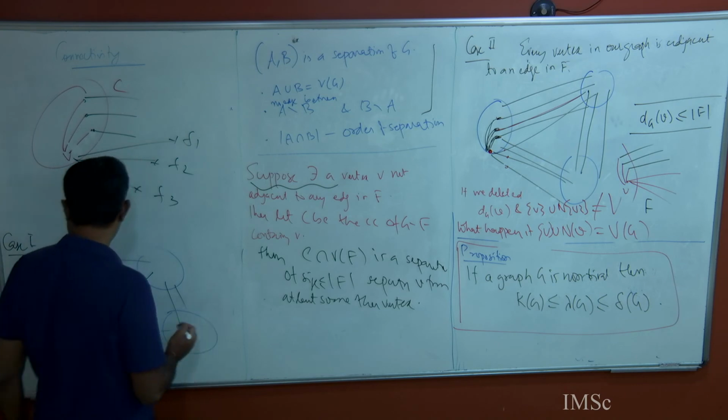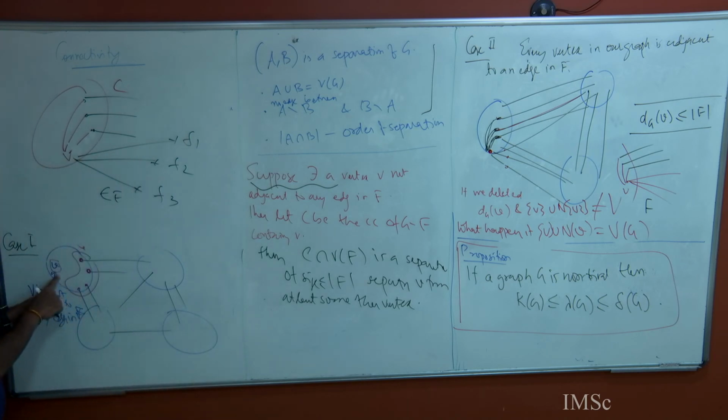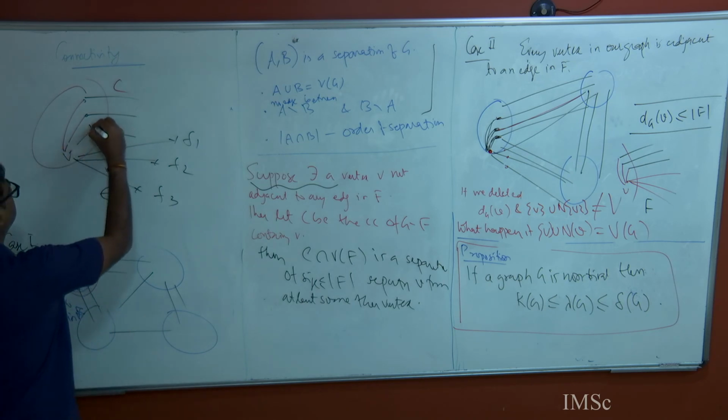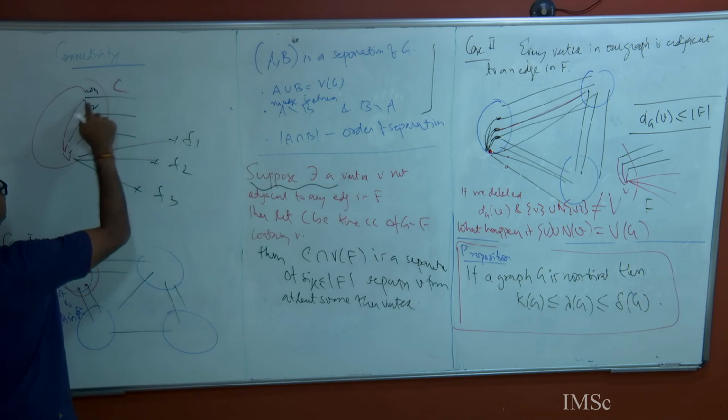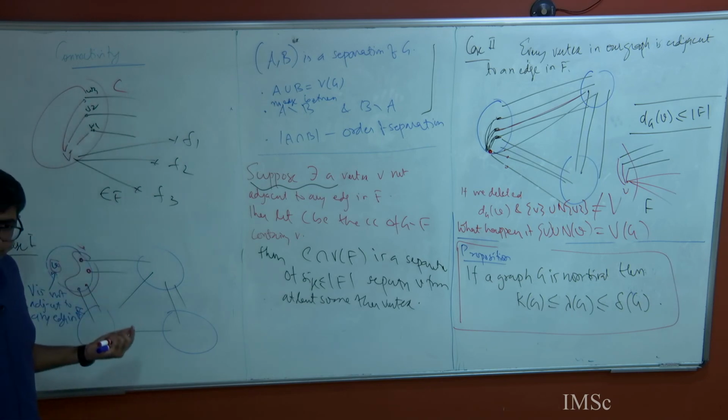That there exists some vertex not adjacent to any F edge. Yes, this is it, any F edge. So if this case does not occur, then I'm saying that every vertex is adjacent to some F edge. So pick up the F edge which this vertex is adjacent to. W1, W2, W3. This is adjacent to some F edge or not?